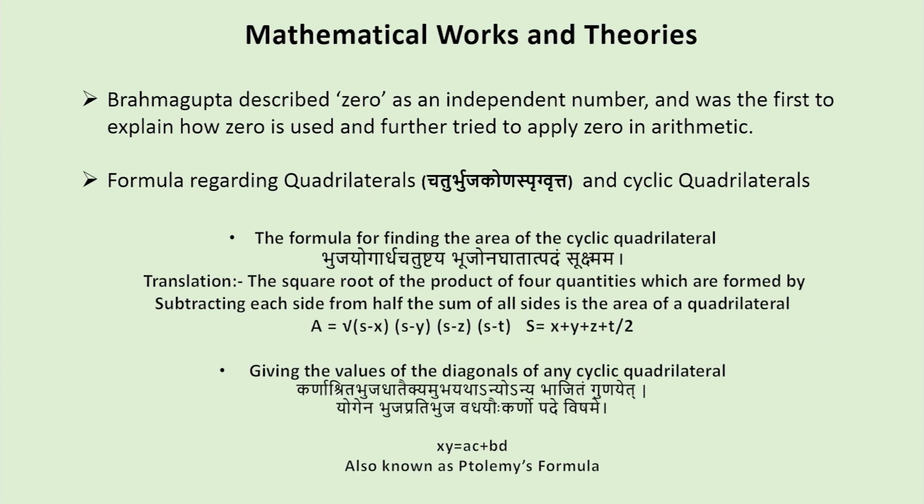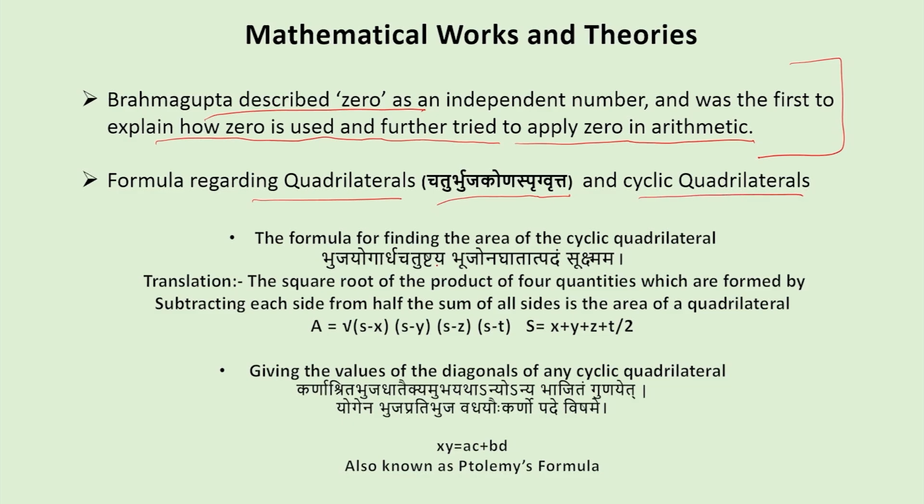Now, the mathematical works and theories we trace from the Brahmasphuta Siddhanta. Brahmagupta described 0, very important information, as an independent number and was the first to explain how 0 is used, and further tried to apply 0 in arithmetic. This statement is very important in Brahmasphuta Siddhanta. Next, formulas regarding quadrilaterals and cyclic quadrilaterals.